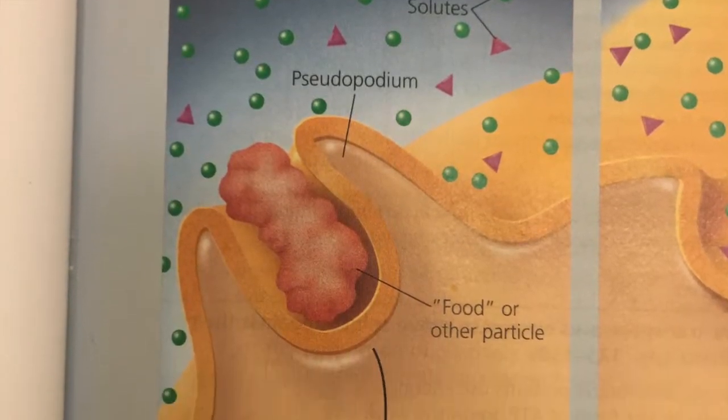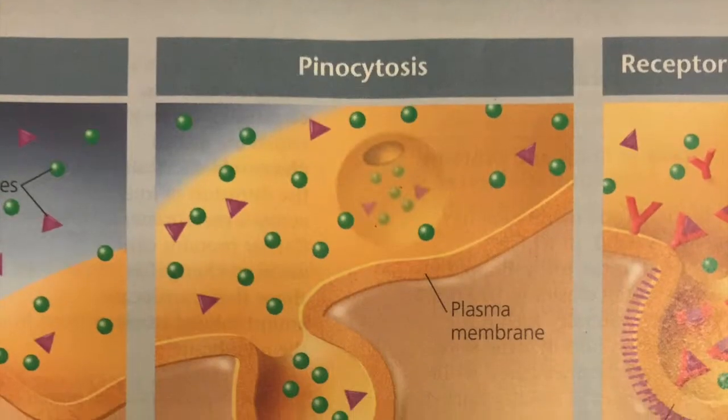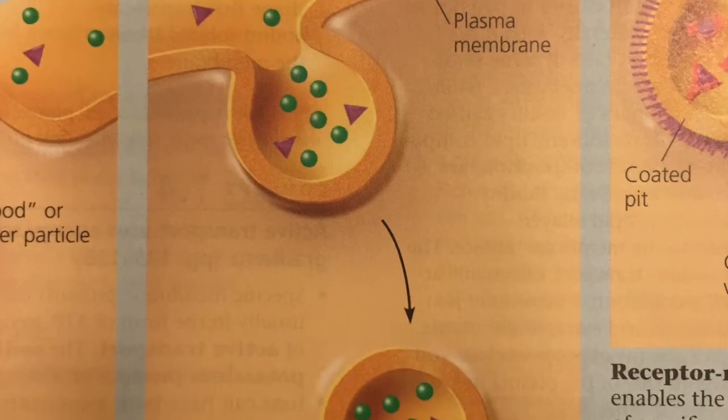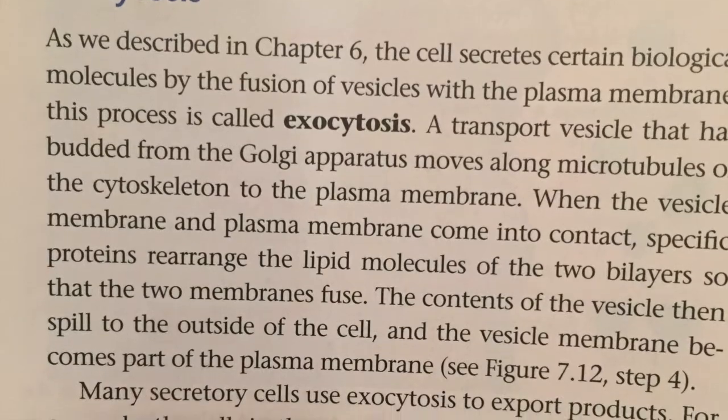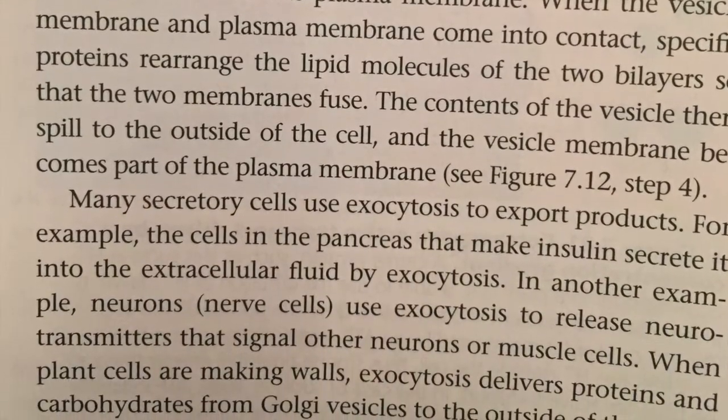One way is through phagocytosis, which is when a cell engulfs a particle by wrapping its pseudopodia around it. Another way is through pinocytosis, which is when the cell gulps droplets of extracellular fluid into tiny vesicles. Unlike that, in exocytosis, a transport vesicle that has budded from the Golgi apparatus moves along microtubules from the cytoskeleton to the plasma membrane. When the vesicle membrane and plasma membrane come into contact, specific proteins rearrange the lipid molecules of the two bilayers so that the two membranes fuse. The contents of the vesicle then spill to the outside of the cell, and the vesicle's membrane becomes part of the plasma membrane.